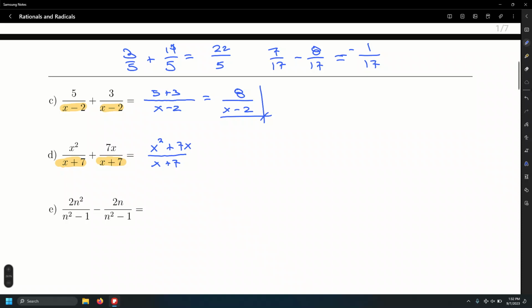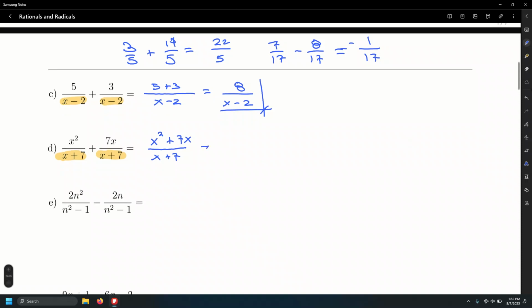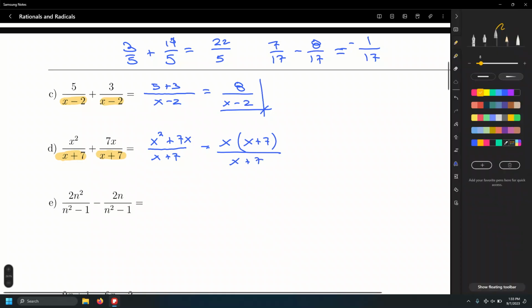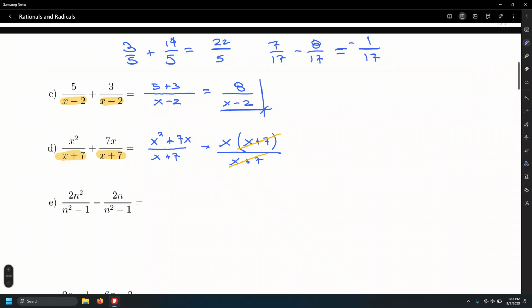However, that can be further reduced to lowest terms. How about we factor out an x from the numerator? That's going to leave us with x plus 7 over the quantity x plus 7. And in the same way we did before with the cancellation of factors, we can divide out the x plus 7s, and that's going to leave us with simply the quantity x. All right?